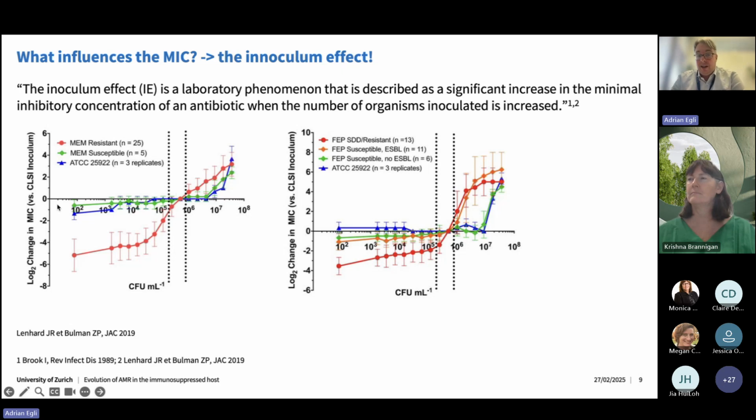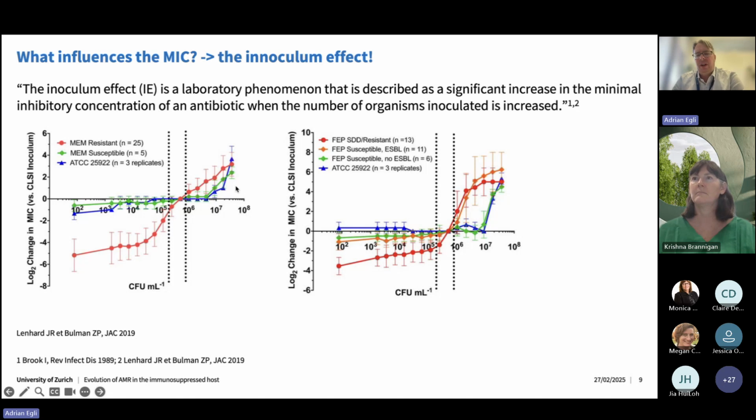Now, if you decrease your inoculum, you will have less bacteria, and then there's a reduction in the log change of the MIC. So the bacteria become more susceptible to a certain concentration of antibiotics because they are exposed to a higher per se concentration of the drug. And the opposite is true if you increase the amount of bacteria. If your inoculum gets larger, then you can see that the MIC relatively increases, and you need to give more antibiotic drug to actually kill those bacteria.